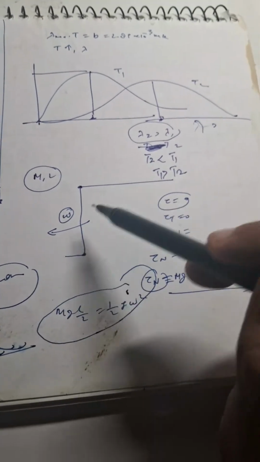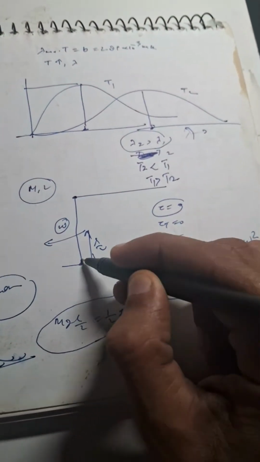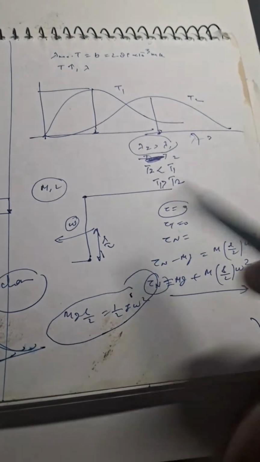energy. So its center of mass will be at a height of L by 2 from the ground. So the decrease in potential energy is equal to the increase in kinetic energy. This concept we can use.